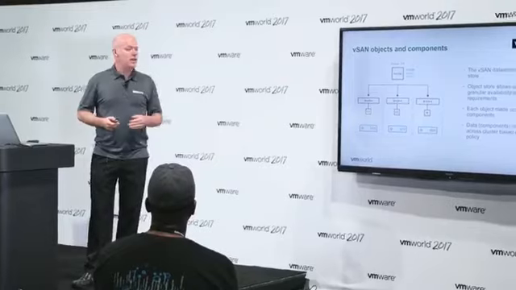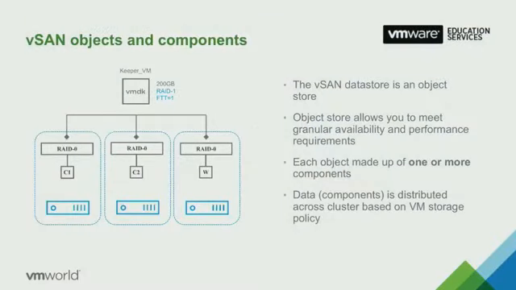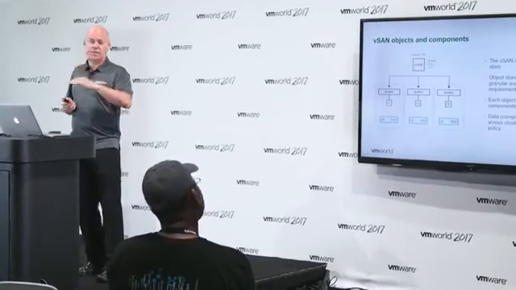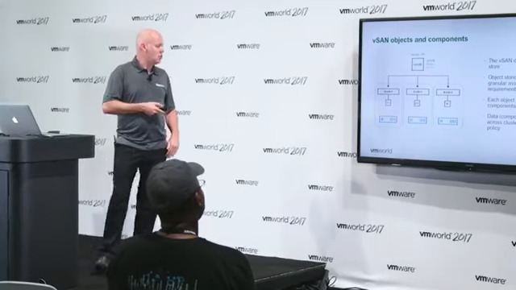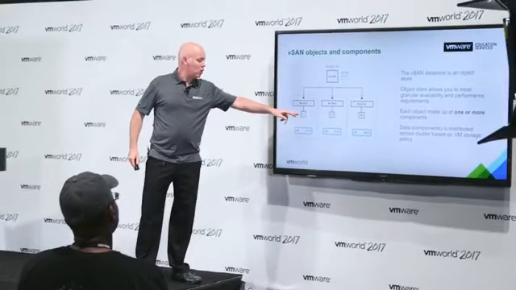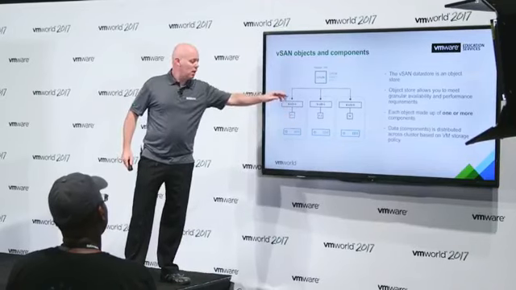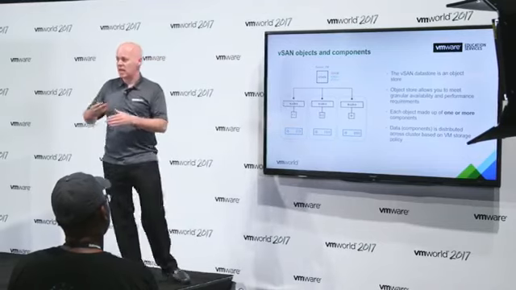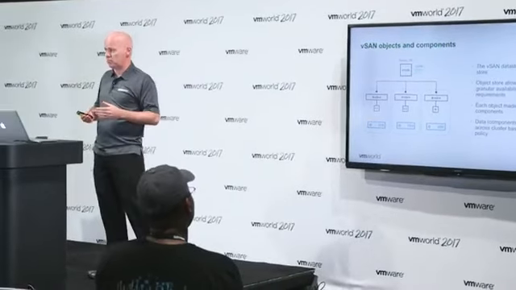So here we have an example of what happens when you create a virtual machine. Okay? So I've got a virtual machine here, and I don't know if you can see that, but it's 200 gigs in size, and I have a failures to tolerate of 1. Okay? So what happens when I create a 200 gig virtual machine, 200 gig VMDK, is a 200 gig component is created here. Another 200 gig component is created here, and there's a witness, okay? And that's used in the event of a tiebreaker, okay?